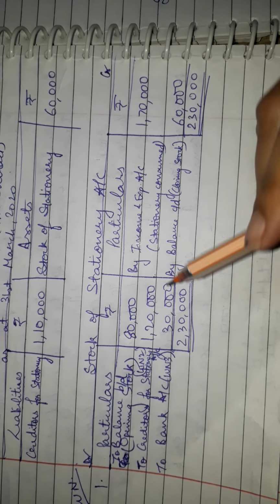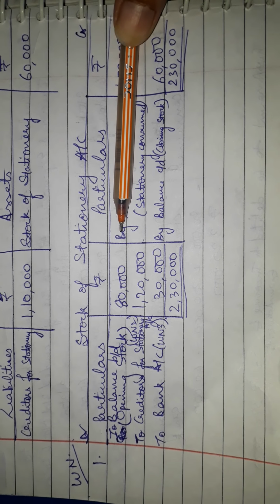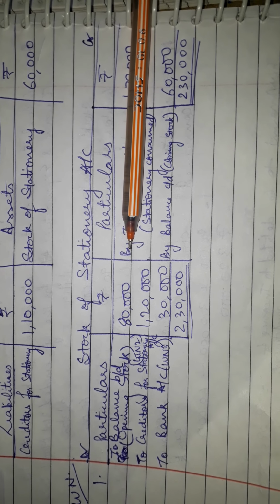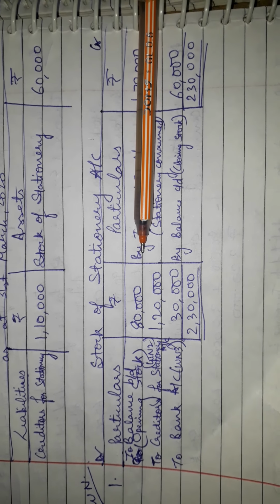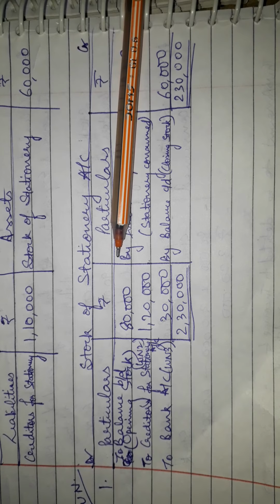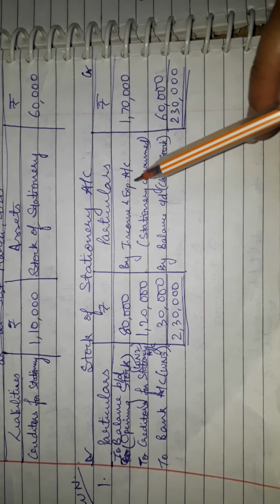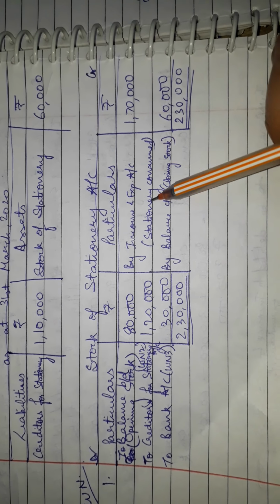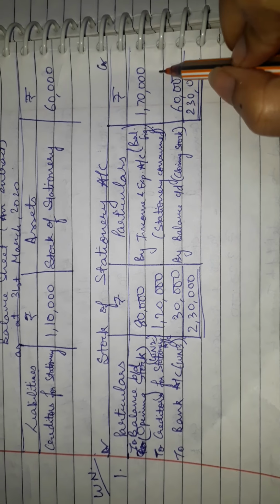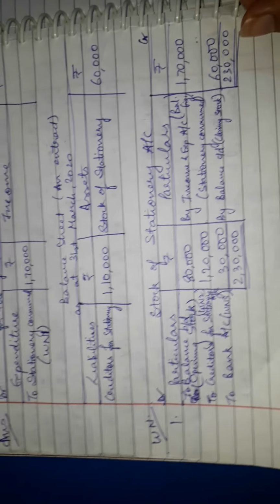Now, if we observe the items, we are done with all the items. So now we will close this particular account. On the debit, there is a total of 2,30,000. On the credit, it is only 60,000, which means that the amount of stock has been reduced by 1,70,000 rupees. And that, of course, is because of the stationery consumed. This needs to be charged to the income and expenditure account. So we will write by income and expenditure account, stationery consumed as balancing figure, 1,70,000.